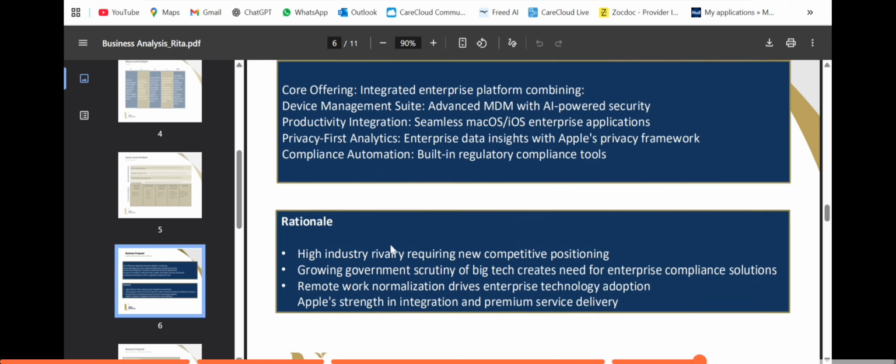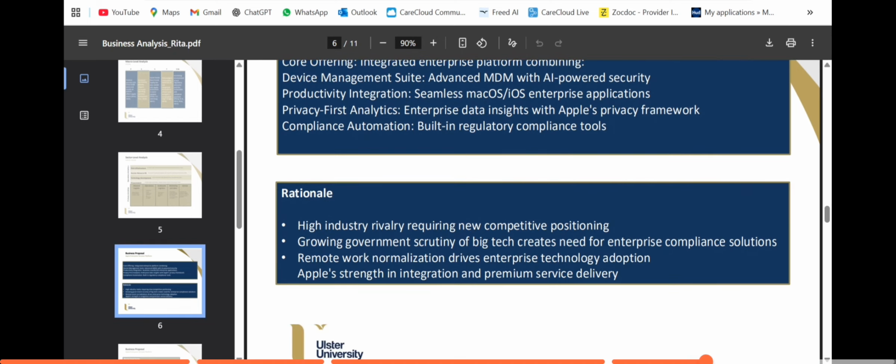Now, what would this do for the industry? What's the rationale behind this? High industry rivalry requires new competitive positioning. This would position Apple in a different limelight, so they're no longer going to be competing at the B2C level anymore. They're now competing at a higher level.